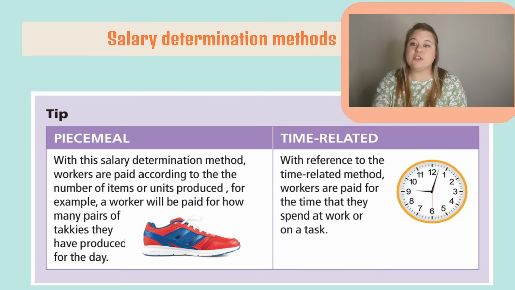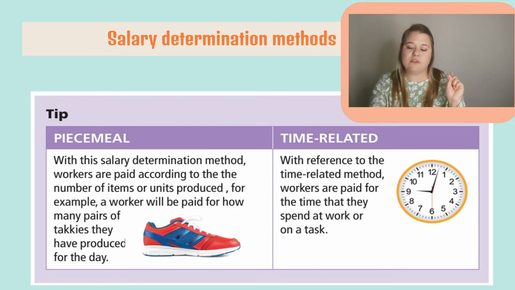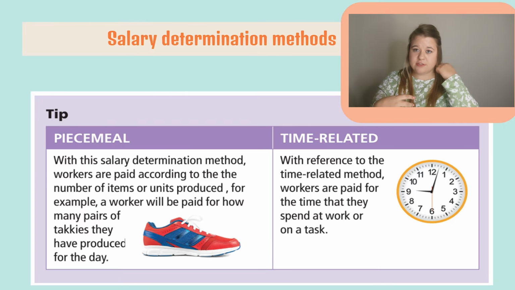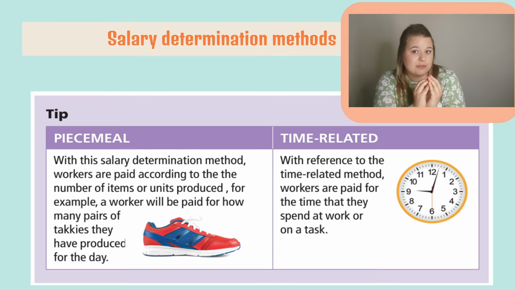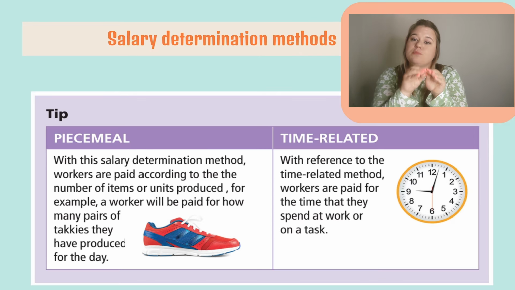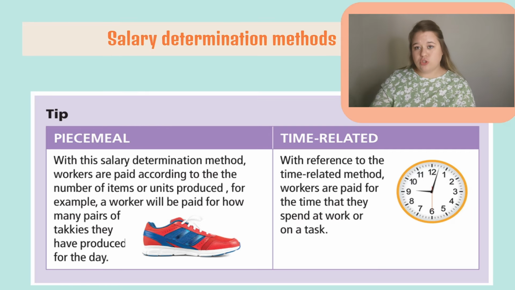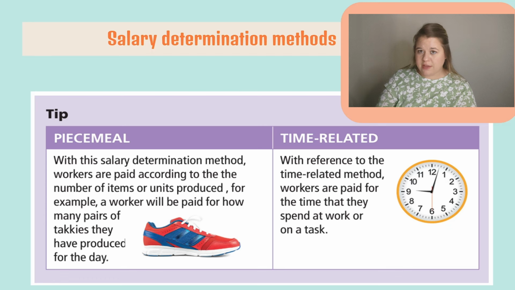All right, salary determination methods. There are two of them: piecemeal and time-related. Piecemeal is more for your factory workers. I look at it as, for every piece that you make, how much are you getting paid for that? If you are making shoes, every shoe you produce, you get money for that shoe. So essentially, the more shoes you make, the more money you make. The fewer shoes you make, the less money you make.